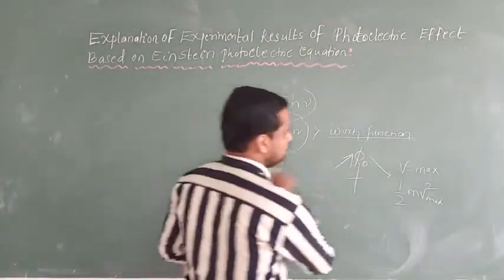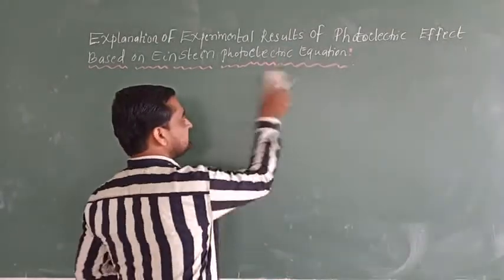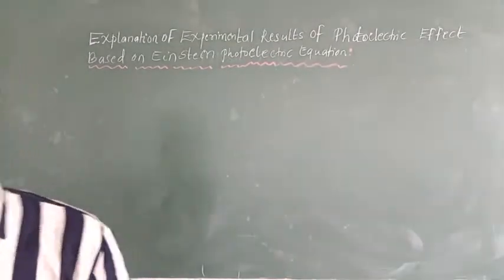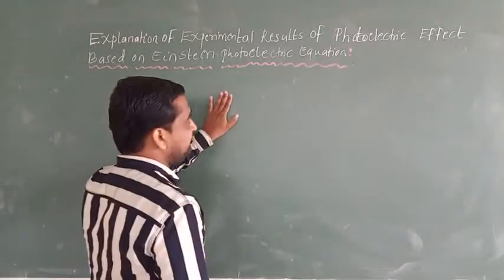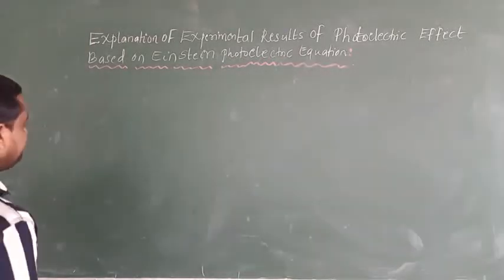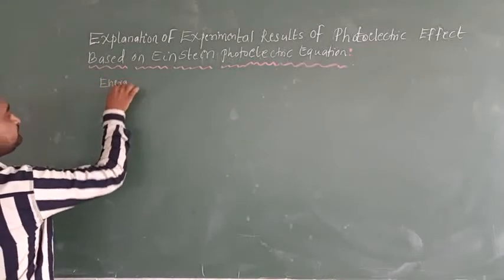That is called the Einstein photoelectric equation. Now let us write here the Einstein photoelectric equation. Then we will explain the experimental results of the photoelectric effect based on this equation. So the Einstein photoelectric equation is written as: the energy of the incident photon.